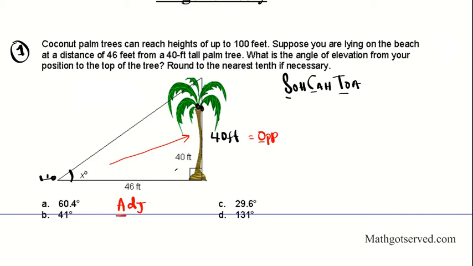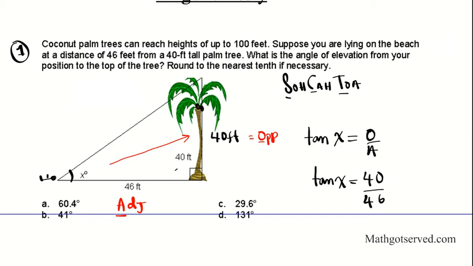Now the trig ratios: the two values that we have are the opposite and the adjacent. So which trig ratio has O and A in it? It is the tangent, right? So we're going to be using tan here. What does TOA mean? It means tan of the angle, in this case x degrees, equals opposite over adjacent. So that tells me that tan of x is the opposite, 40, over the adjacent, 46.